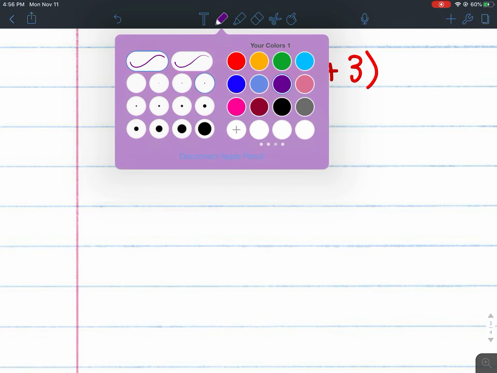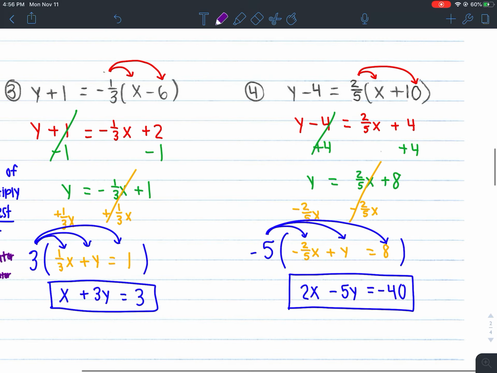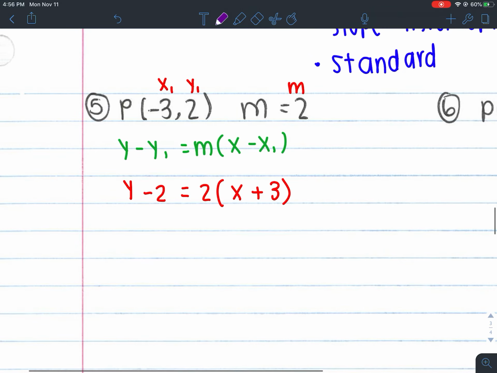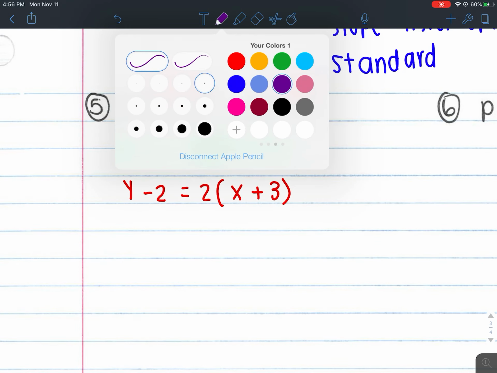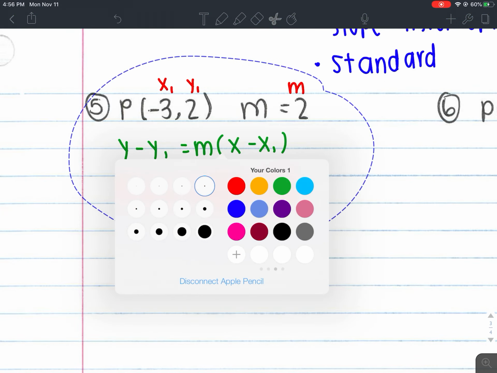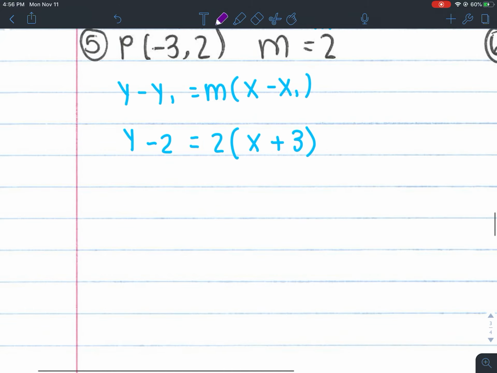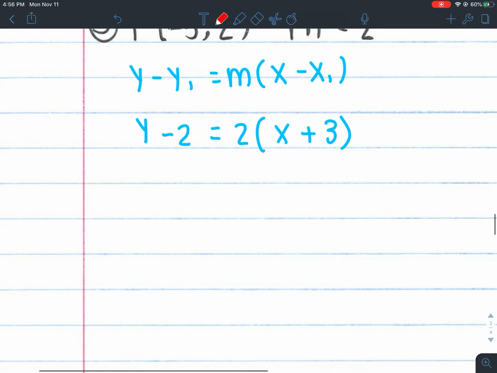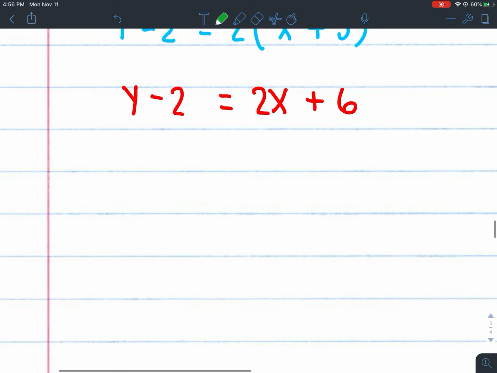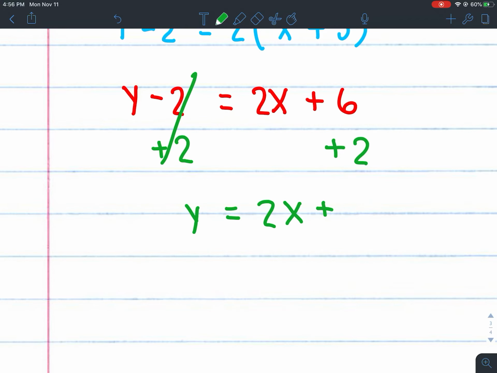Now from point slope form, I basically treat it like the other two problems that I just had, right? With point slope form, I have this, and then I just distribute and do the same things, right? The only difference with this one is that we had to put it in ourselves. They didn't give us point slope form, but that's still okay. All right. First step, distribute. Y minus 2 equals 2 times x, which is 2x. 2 times 3 is positive 6. The next step is we want to get the y by itself, so we're going to add 2 to both sides. And we get y equals 2x plus 8.